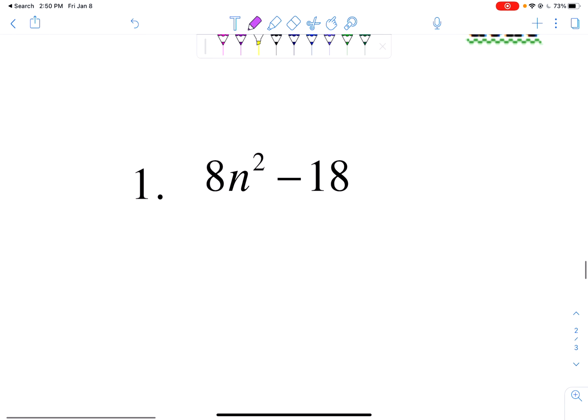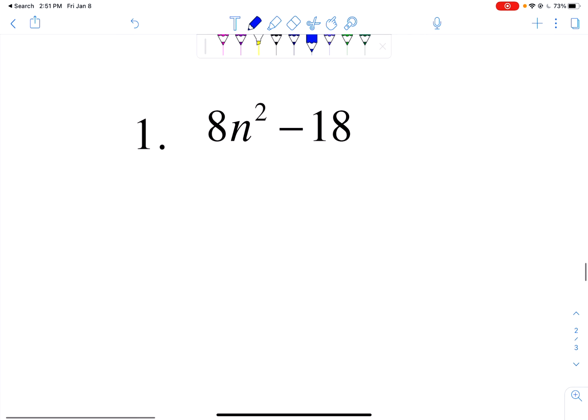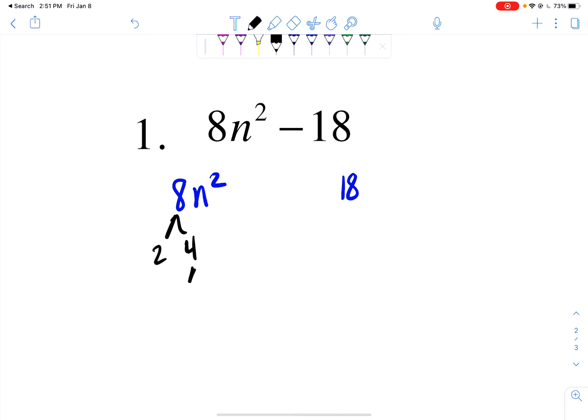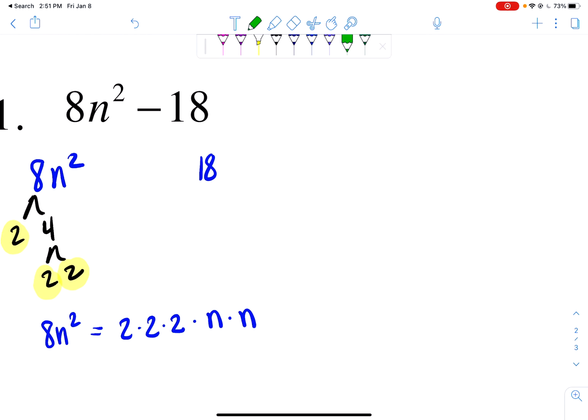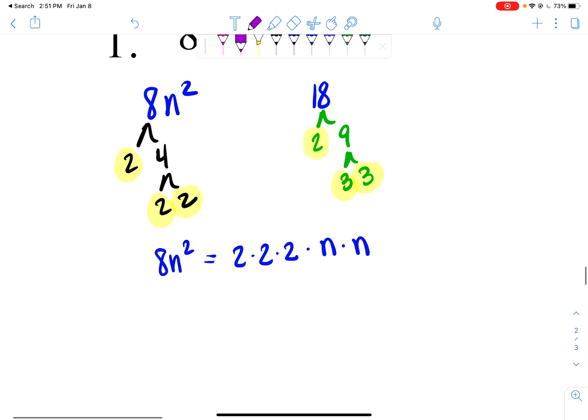So if I look at number 1, I have 8n squared minus 18. So I can do my prime factorization of each term. So 2 and 4 make 8, and then 2 and 2 make 4. Highlight those primes. So I can say 8n squared is equal to 2 times 2 times 2, and then 2 n's. Now we got to break apart our 18. What makes 18? 2 and 9. What makes 9? 3 and 3. Boom, boom, boom. So I can say 18 is equal to 2 times 3 times 3.